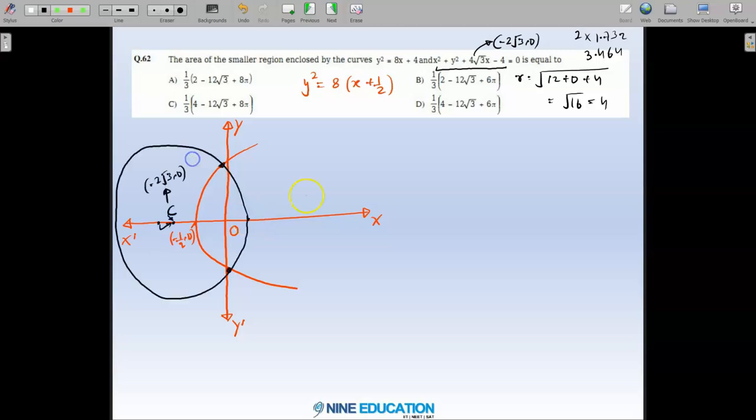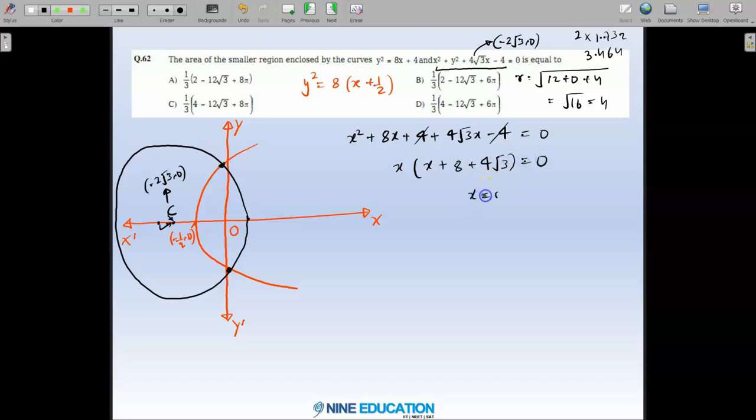be something like this. Now for the point of intersection, I can substitute y square is equal to 8x plus 4 in the circle equation. So it will become x square plus 8x plus 4 plus 4 root 3 x minus 4 equal to 0. 4 minus 4 gets cancelled. I can take x common. It will be x into (x plus 8 plus 4 root 3), that is equal to 0.